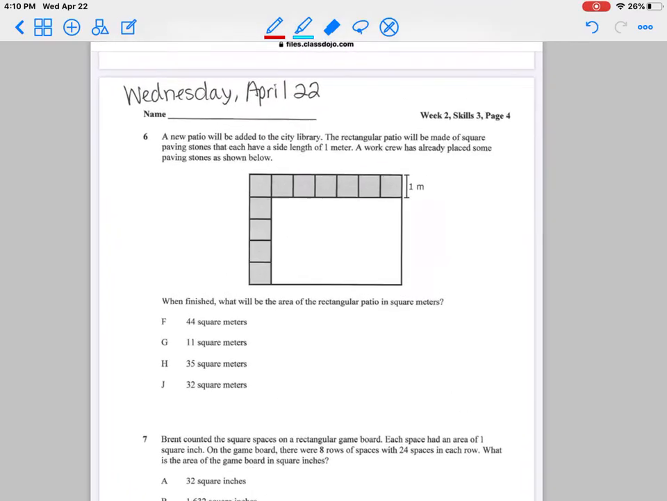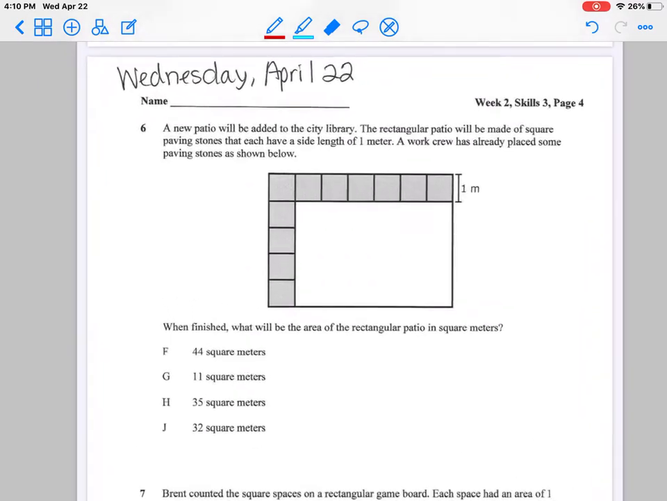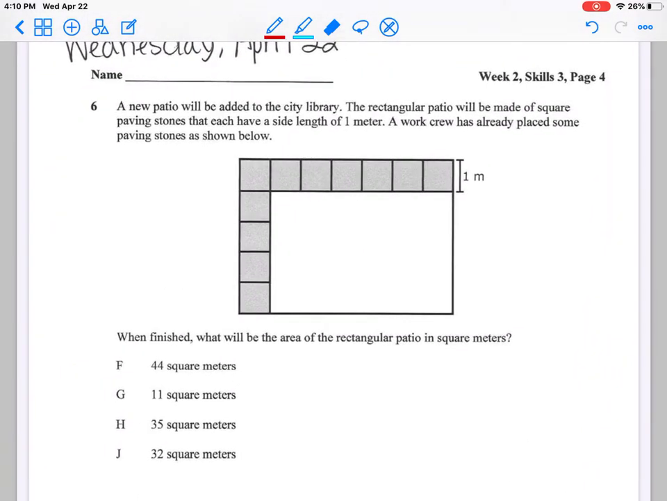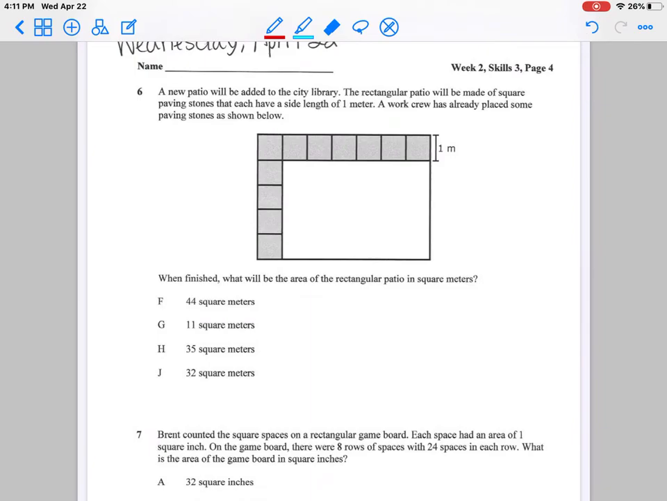Okay, let's go ahead and work on week 2, skills 3, page 4. For question number 6, this one is very similar to question number 5, so I'm going to have you try it. If you cannot answer it, you can go back to April 22, part 3, and look at question number 5. Then you come back and try to answer it, all right? If you still cannot answer it, you can always contact me: Class Dojo, text, phone call.